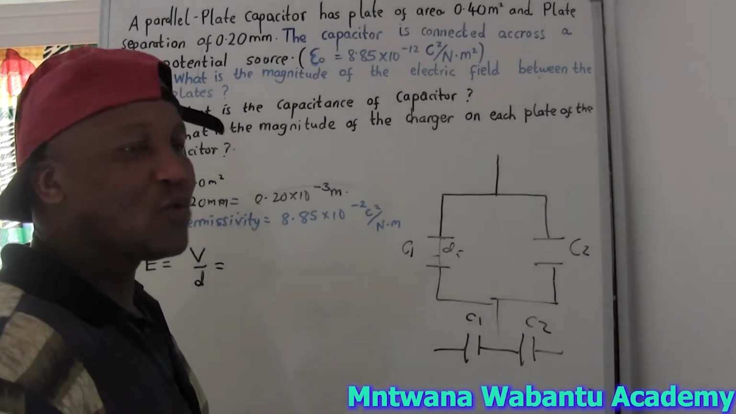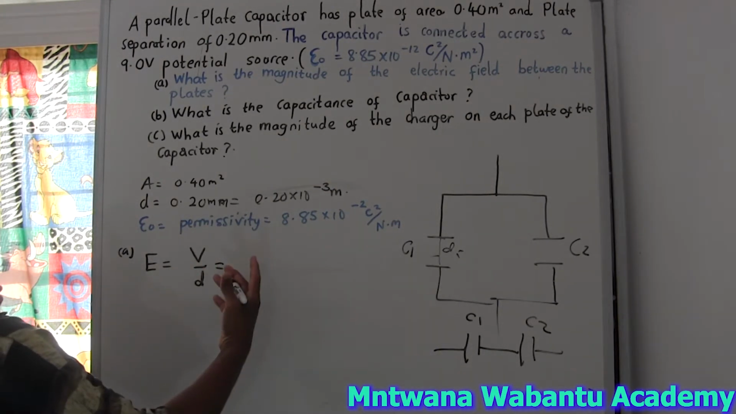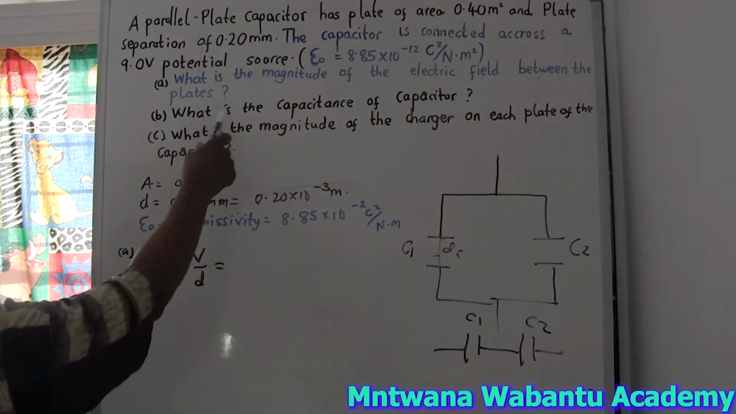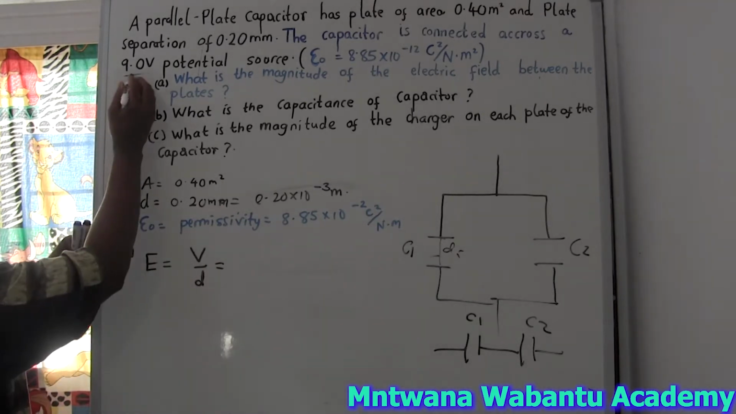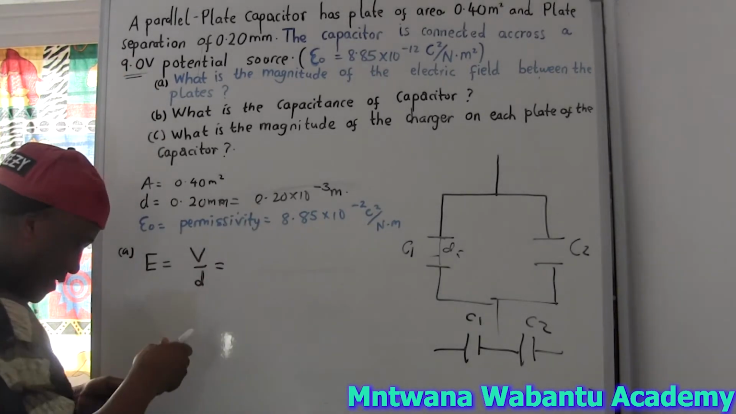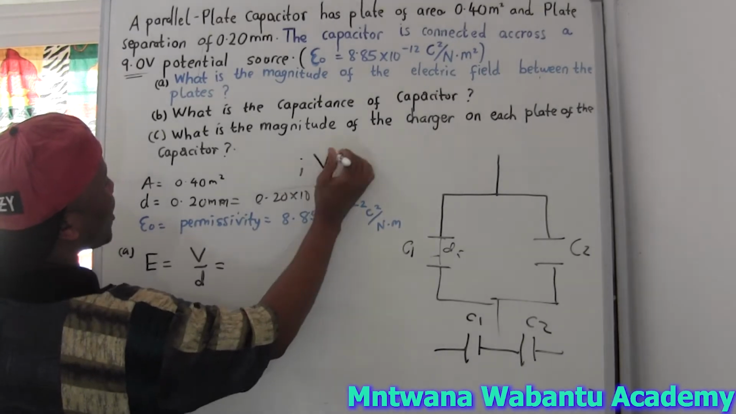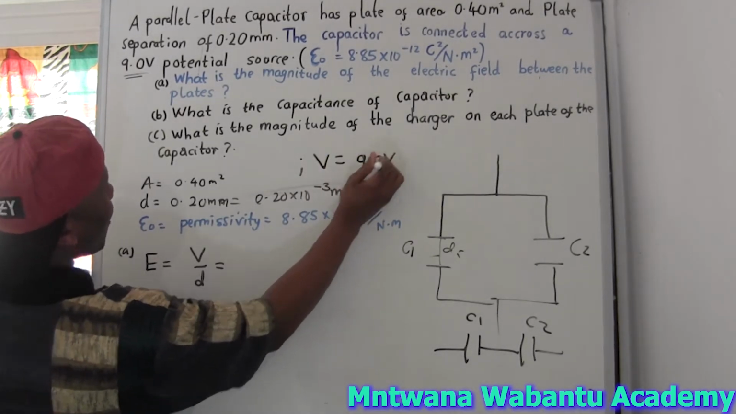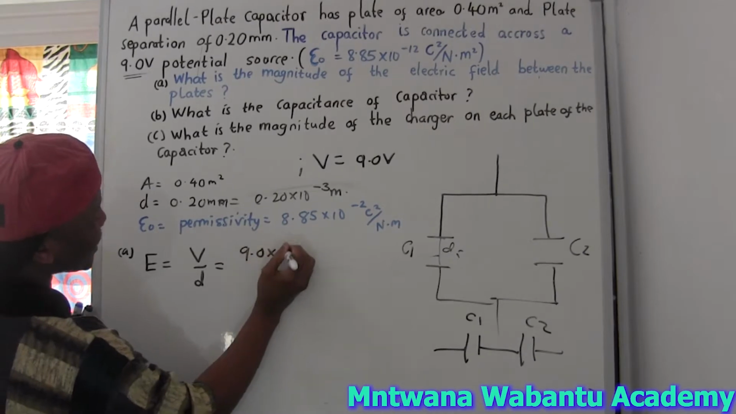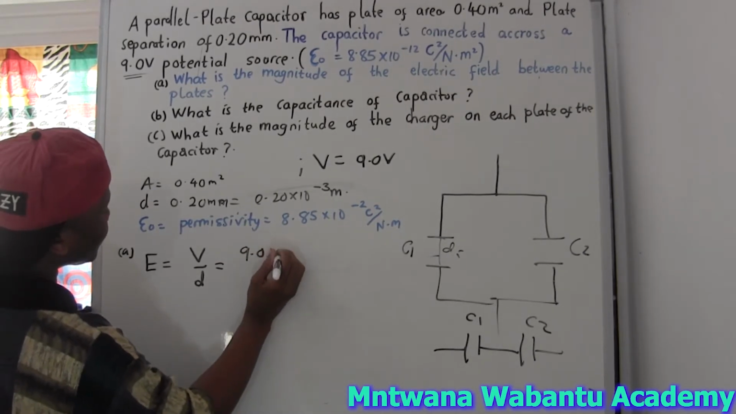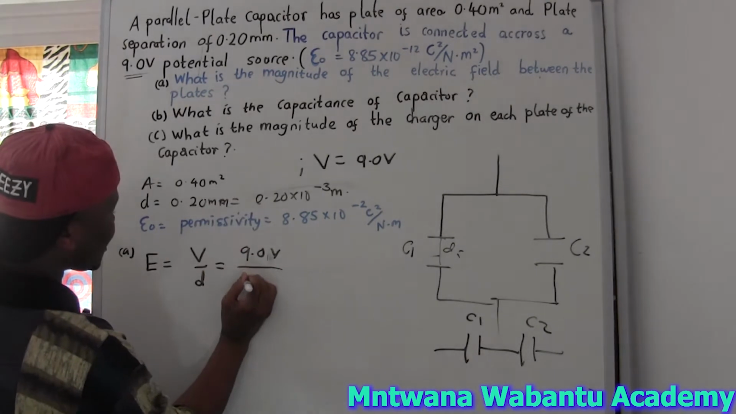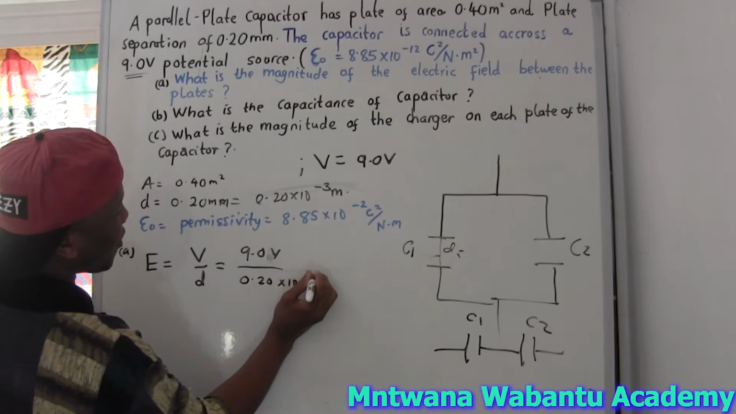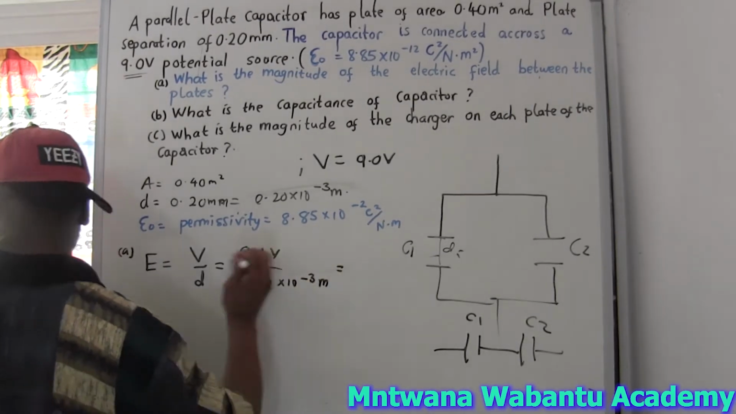Potential difference, we do have. What is the potential difference? Where is it? Oh, this one right here, I didn't read carefully. So our potential difference is 9.0 volts. So we have 9.0 volts over the distance of separation. What is the distance of separation? This separation is 0.2 times 10 power negative 3 meter.